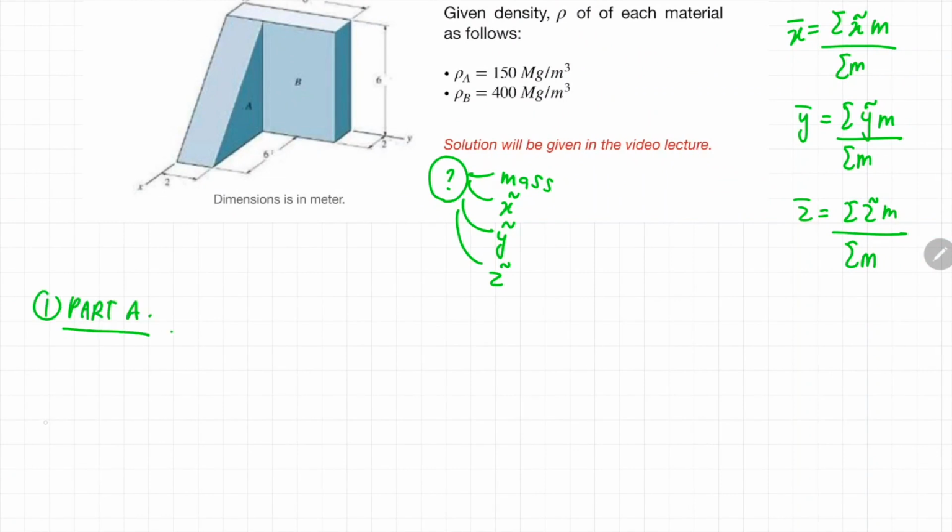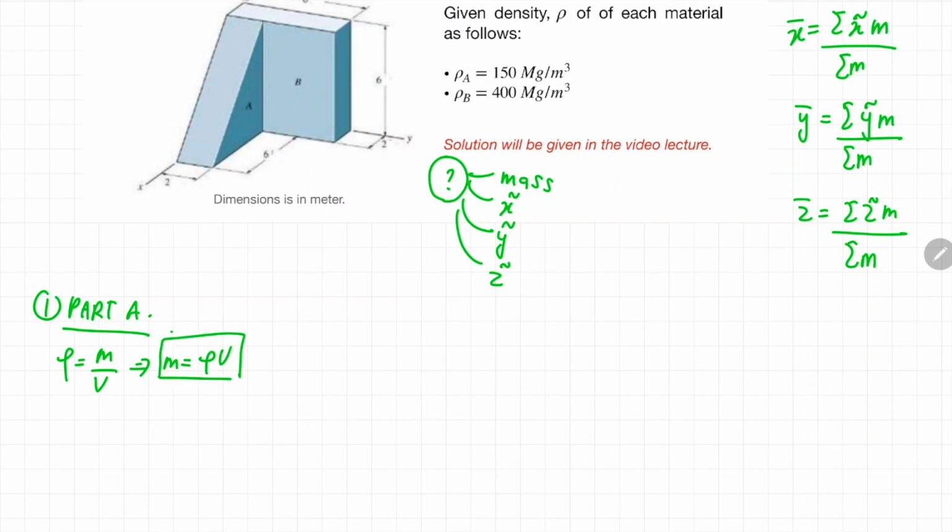Already given in the question is the density for both parts. Part A and part B have different magnitudes of density. If you recall from your physics class, density is equal to mass divided by volume. Therefore, in order to get the value of mass, you just rearrange the equation, so the mass is equivalent to density multiplied by the volume.